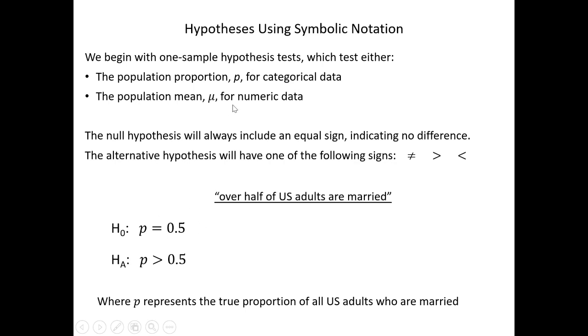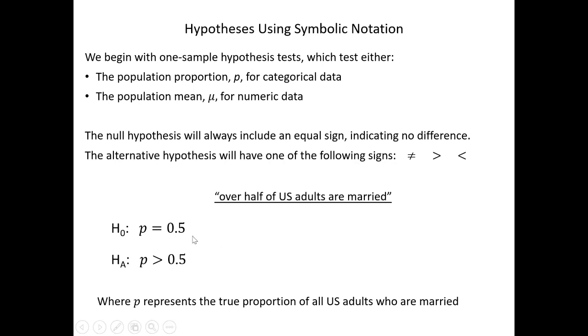Right? Our alternative hypothesis is going to express some form of inequality. So there's 3 options. We might use the does not equal sign if we're looking for any kind of difference, either up or down. Sometimes we might test greater than that number, which is appropriate here because we're testing that over half are married, so we'd expect a proportion greater than 0.5. And then in another situation, we might test that it's less than some number.